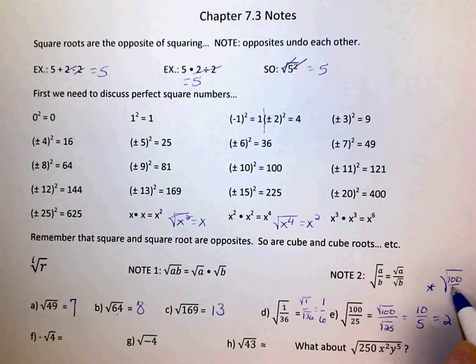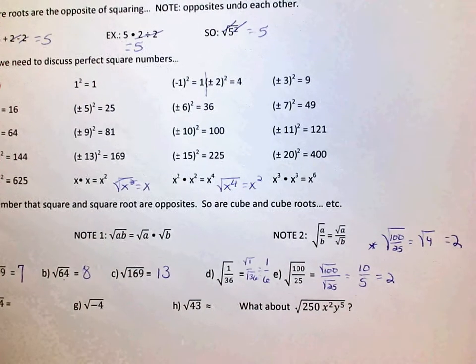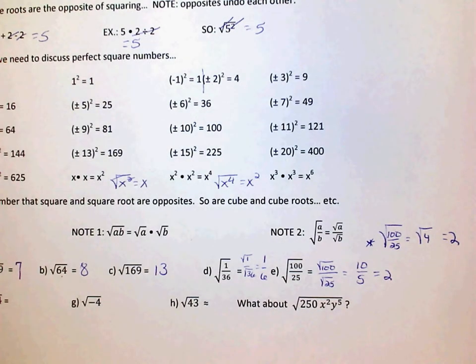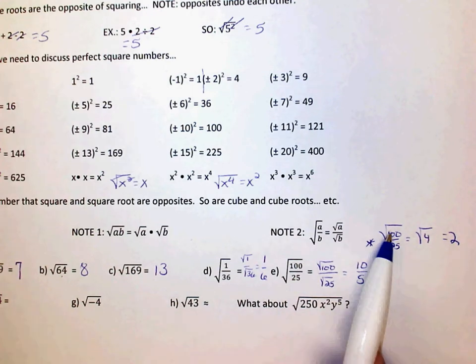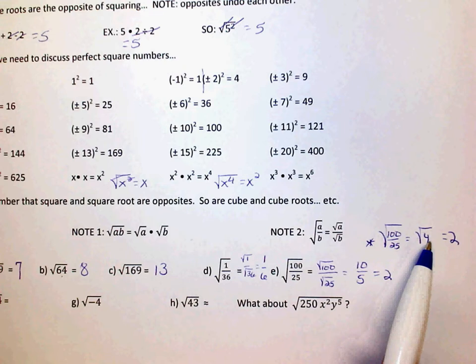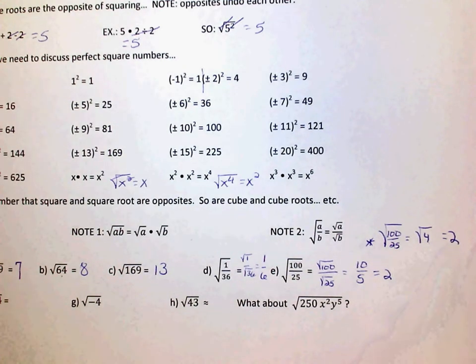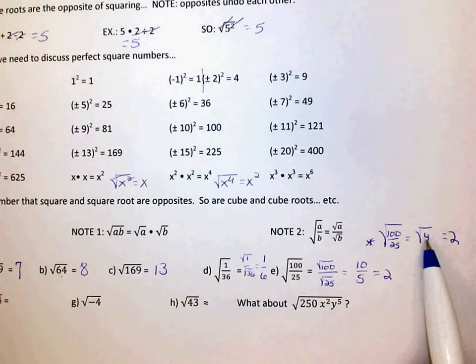Now, I just want to make a statement with this one. The square root of 100 divided by 25 is the square root of 4, and the square root of 4 is equal to 2. Notice, once I get to that point, there's no square root sign anymore.